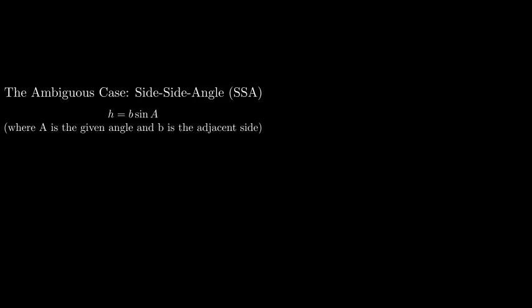We can calculate this height using the formula h equals b times the sine of A, where A is our known angle and b is the side adjacent to it. Let's visualize the possibilities. Imagine we are given angle A, adjacent side B, and opposite side A.